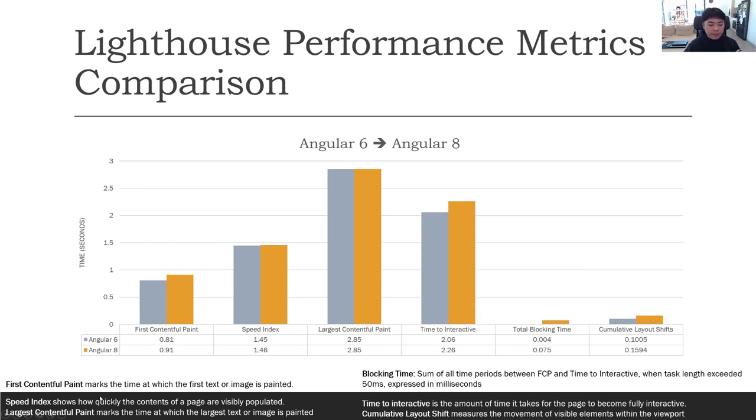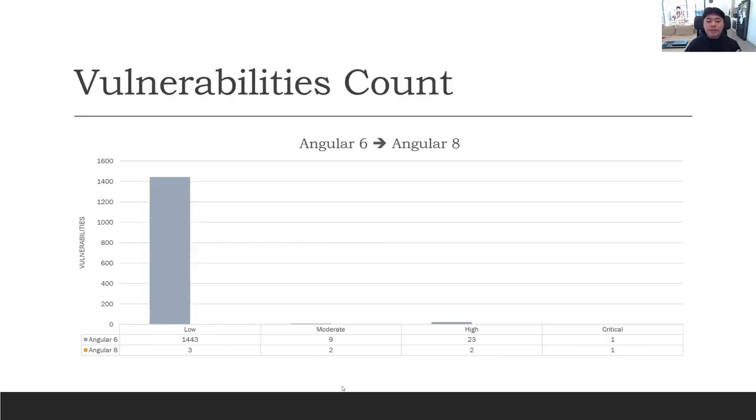As you can see down below, I've put remarks on what it means. First contentful paint marks the time at which the first text or image is painted, and so on. You can see the text below. I got it all from Lighthouse. And in terms of performance, even though it doesn't look the best, we solved an amazing number of vulnerabilities.